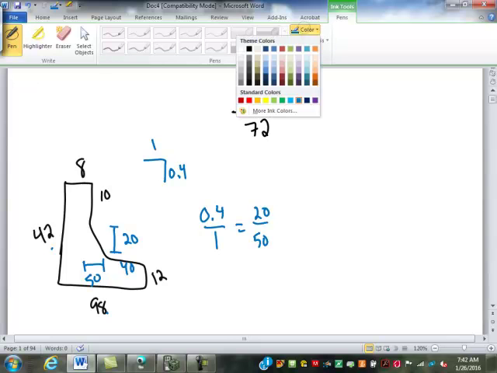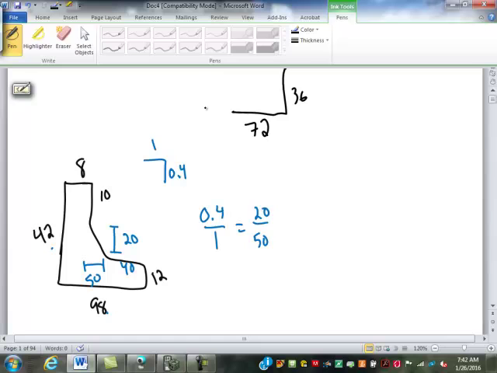Number 33. What'd you get for A? 24, good. B? 48, and C? 80, good deal. Any questions on those? Okay, I want to do 34 and 35. I want to give you guys an extra day to think about 36.